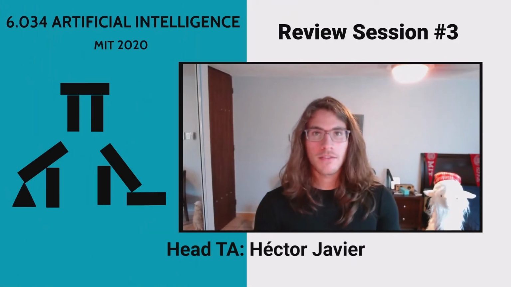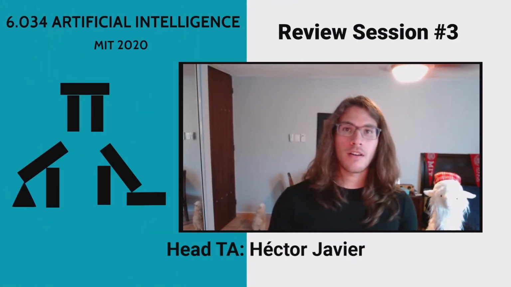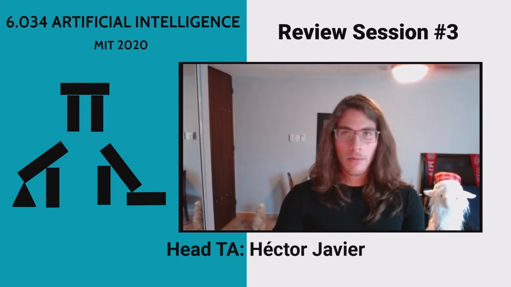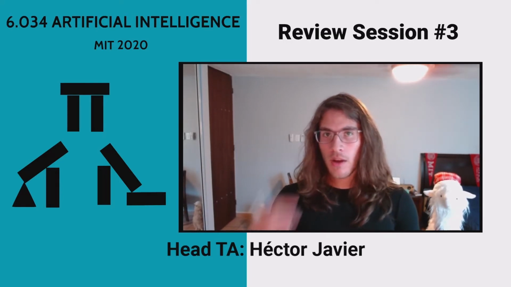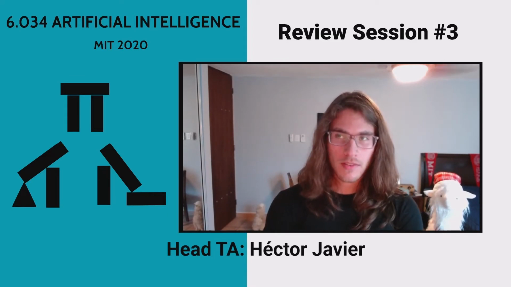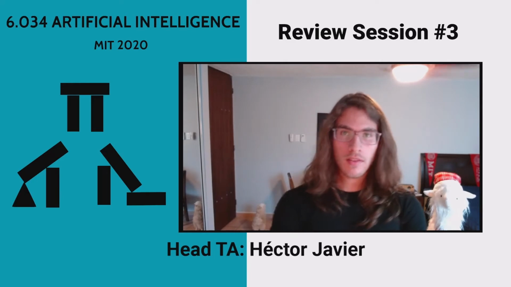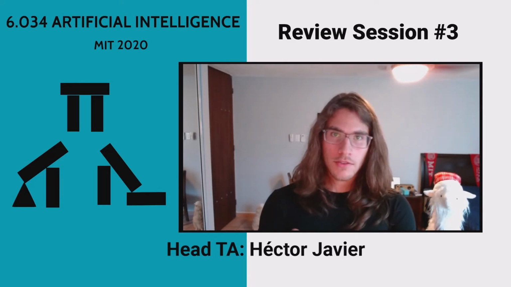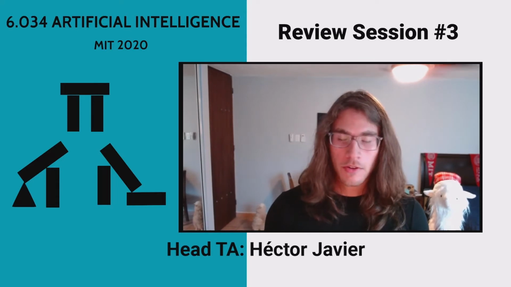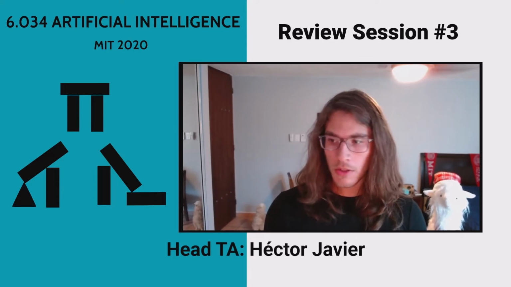Welcome back once again to the third installment, this time, of the 6034 Fall 2020 review sessions. Today I'll be talking about the following three topics. The last review session was rule-based systems and Bayes. Today is K-nearest neighbors, ID trees, and neural networks. And without further ado, right on to question one.